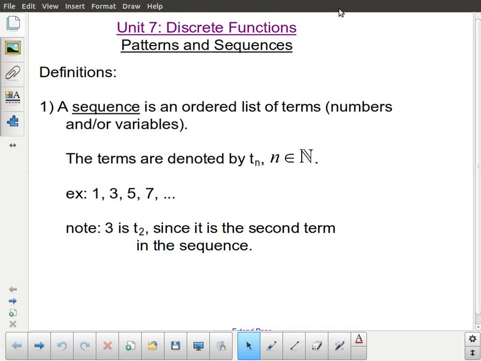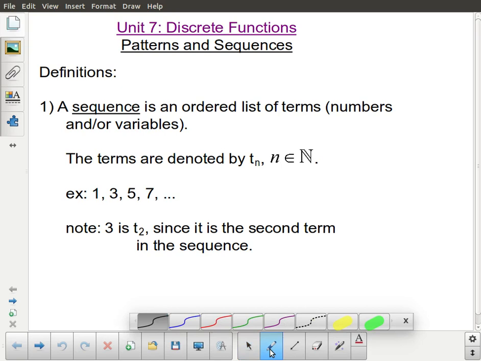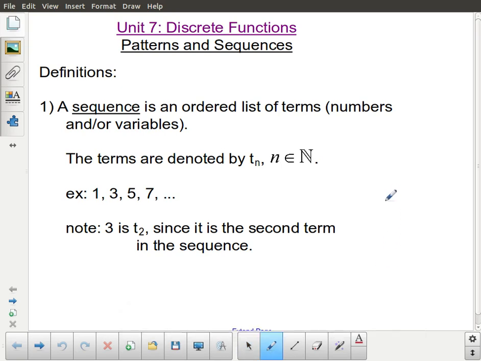So for this lesson, we're going to begin our next unit, and in the MCR3U course, this is our final unit. We're going to be taking a look at discrete functions, and these are quite different than anything else that we've looked at so far. Everything we've looked at up until this point would be in the category of continuous functions. So to start that, we're going to take a look at this first lesson dealing with patterns and sequences.